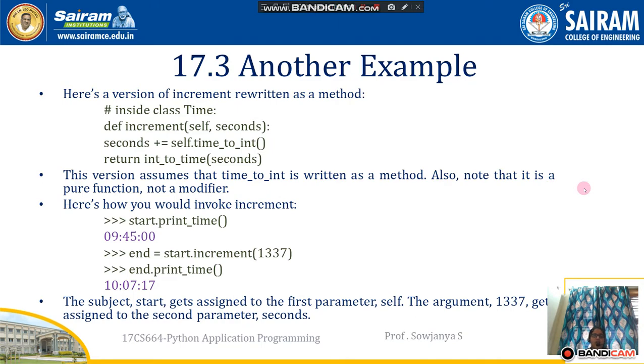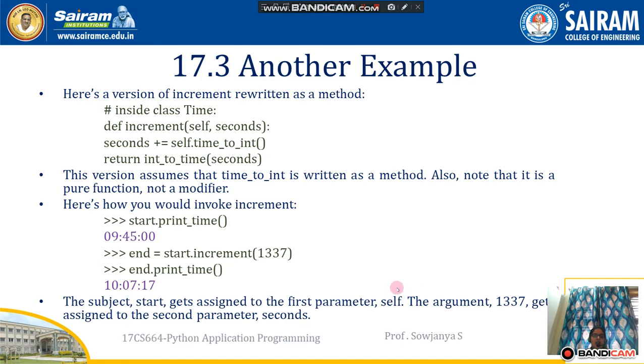This is how we can invoke increment. First, start.print_time gives you 9:45. Now end is equal to start.increment(1337). You are incrementing by 1337, which adds 1 hour extra, then the remaining minutes for this, 47 minutes, and then 17 seconds extra. It converts to hours, minutes and seconds, so it will print 10 hours 7 minutes and 17 seconds.